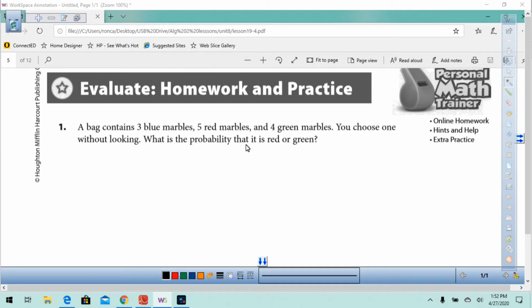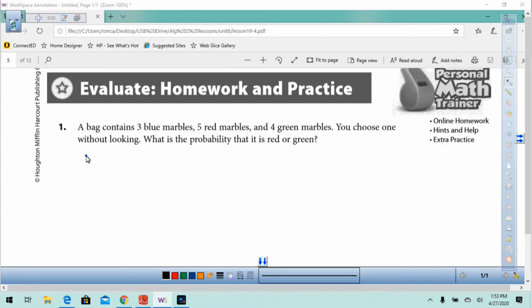Lesson 19.4, page 989, 1 through 21. A bag contains 3 blue marbles, 5 red marbles, and 4 green marbles. You choose one without looking. What is the probability that it is red or green?